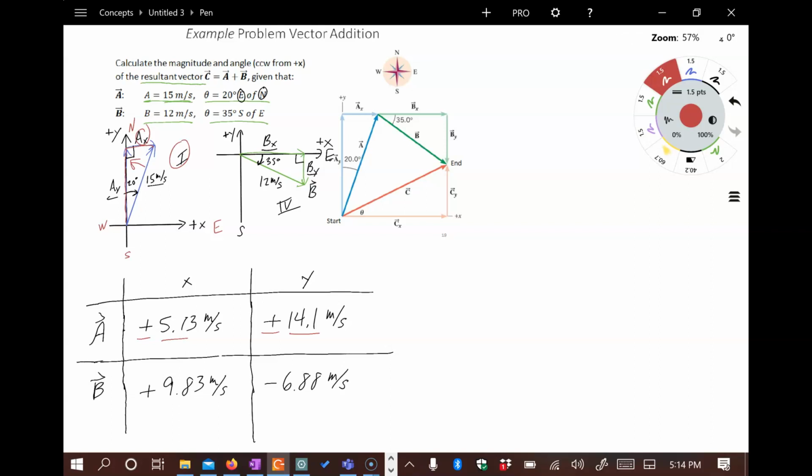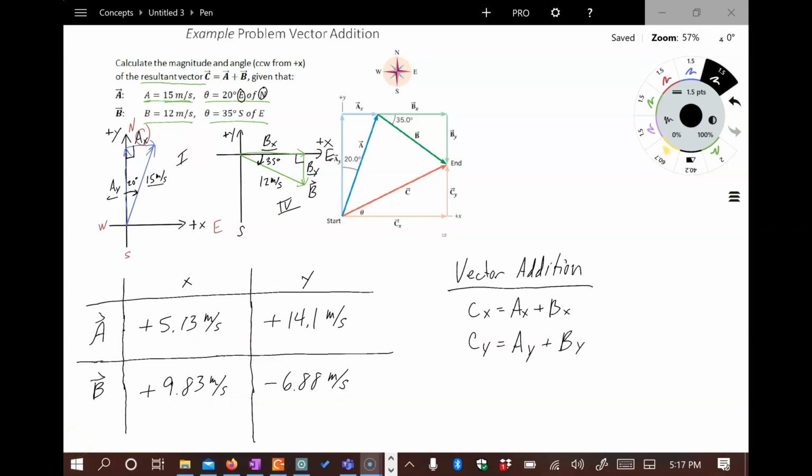What about the other one? For B, what quadrant are we in? Fourth. That means plus x, minus y. Got it. Nice. It's larger in the x direction. That means the vector should be closer to x than y. Is it? Yeah, it's only 35 from x. So we're happy that we got the numbers and signs right.